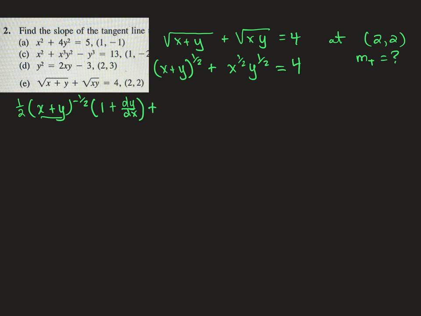Plus, now we're going to look at the next one. Oh, look at what we got going on here. We have an x times a y. They're both variables, so that means we have product rule. So we would have first, x to the 1/2, times the derivative of the second, 1/2 y to the negative 1/2, plus the second, y to the 1/2, times the derivative of the first, 1/2 x to the negative 1/2. Oh, I missed something there, didn't I?